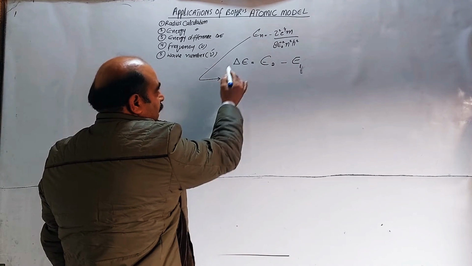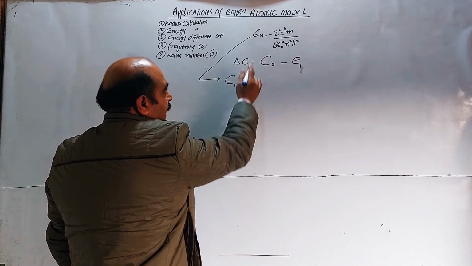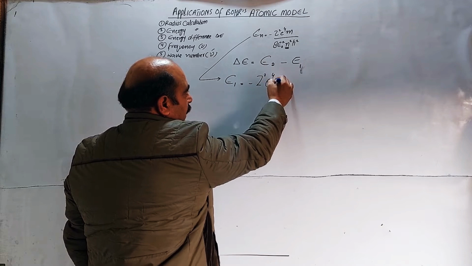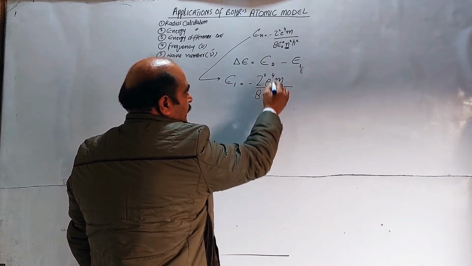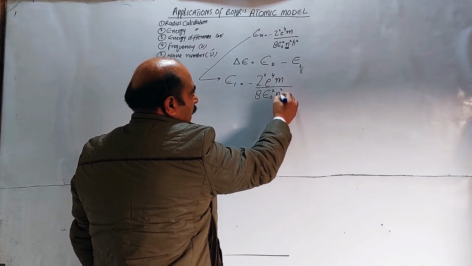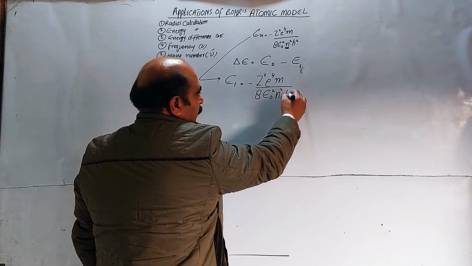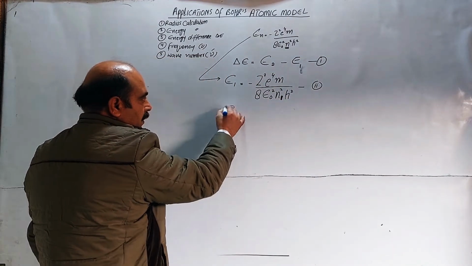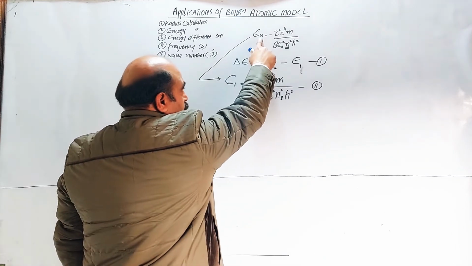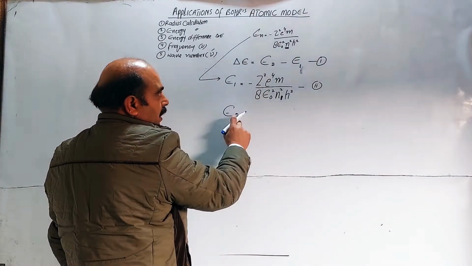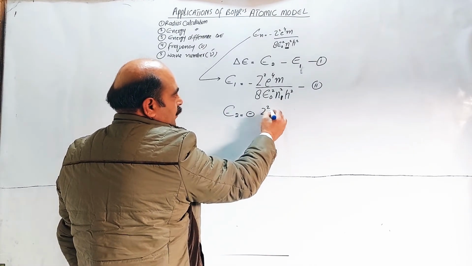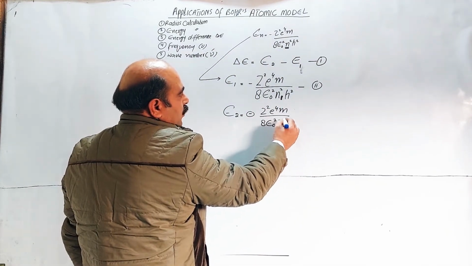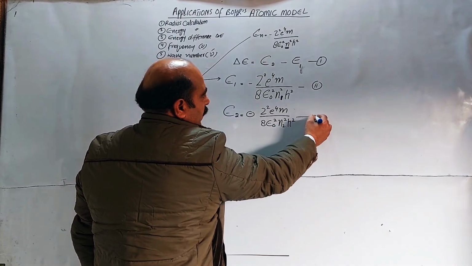In the general form, for E1 we put n equals 1, so E1 is equal to minus Z square e4 m divided by 8 epsilon naught square n1 square h square. This becomes equation number 2. This is equation number 1 and this is equation number 2. For E2, we put n equals 2, the second orbit, any higher orbit: E2 is equal to minus Z square e4 m divided by 8 epsilon naught square n2 square h square. This will become equation number 3.